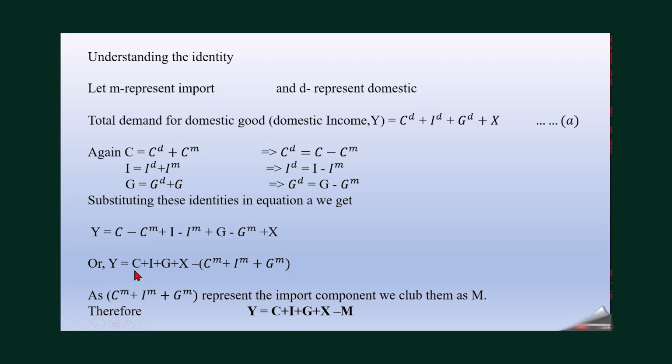in the form Y equals C plus I plus G plus X minus all the import components together, CM plus IM plus GM. Now since these are import components, we are terming it with a particular term, say M, which represents total import. So the equation we get here is what we had earlier in our identity, which gave Y equals C plus I plus G plus X minus M.